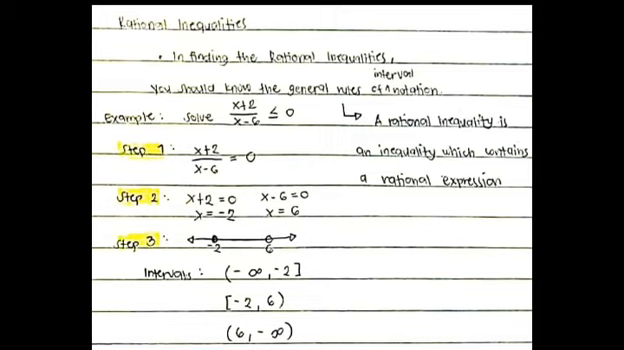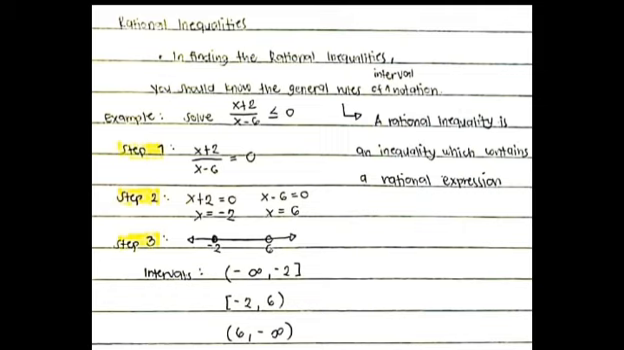Step 1, put the inequality in standard form. Step 2, set the numerator and denominator equal to 0 and solve. The values you get are called critical values. Step 3, plot the critical values on a number line, breaking it into intervals.